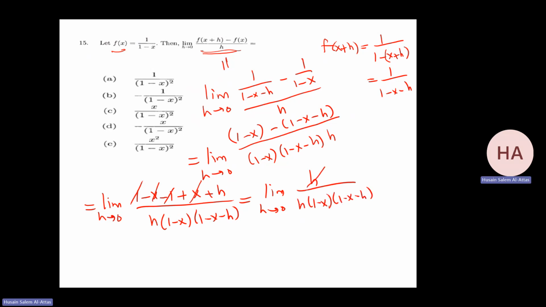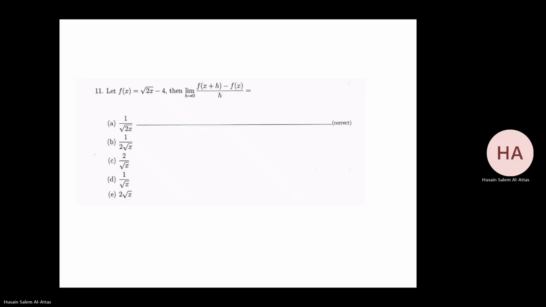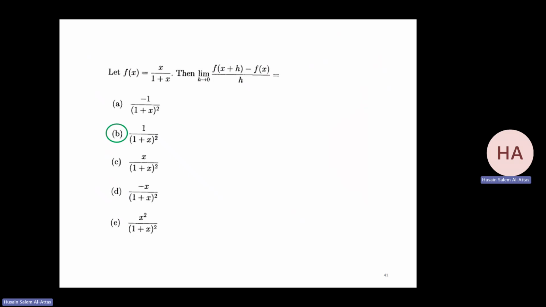Now this is cancelled. Let h go to 0. You have 1 over (1 minus x)(1 minus x), and h goes to 0. So you have 1 over (1 minus x) squared. That will be the answer. Another problem. Actually, we're finding the derivative.